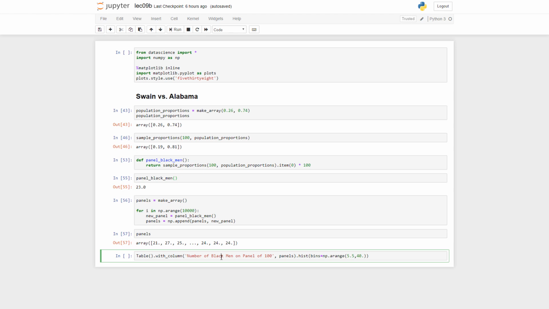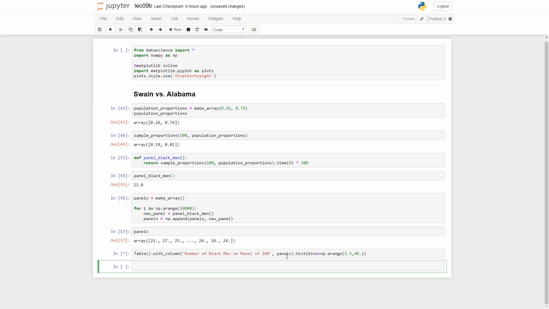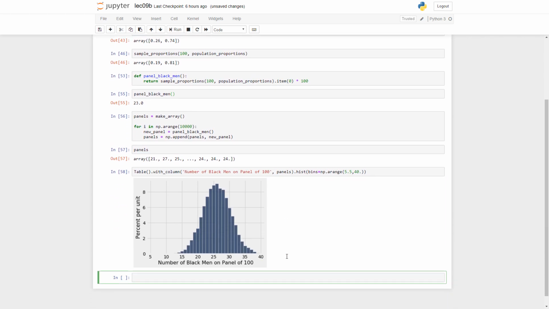We'll have to add the column using the panels array and get the histogram. Now let's look at the histogram. The histogram is centered around maybe 25 or 26, which is expected, right?